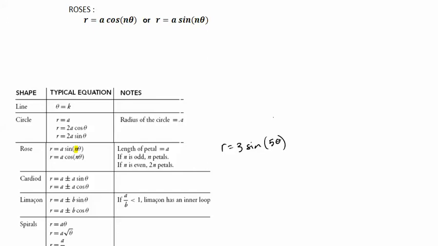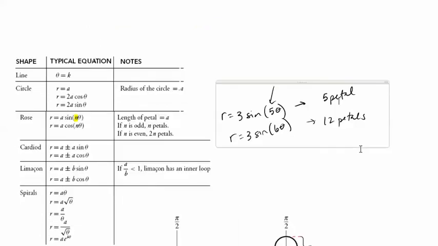Now, if that n right here is even, like r equals 3 sine of 6 theta, we actually end up with 2n petals. So this one, we would have 12 petals on our rose, and this one, we would have 5 petals. That works for any n as long as we're talking about even or odd.